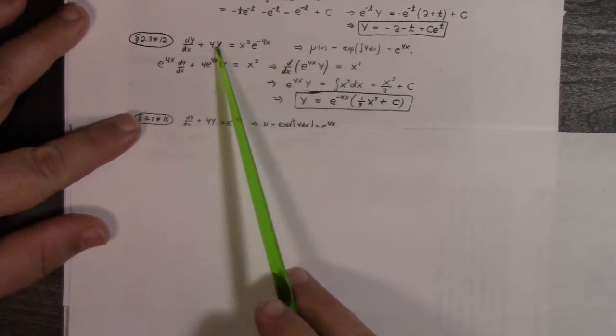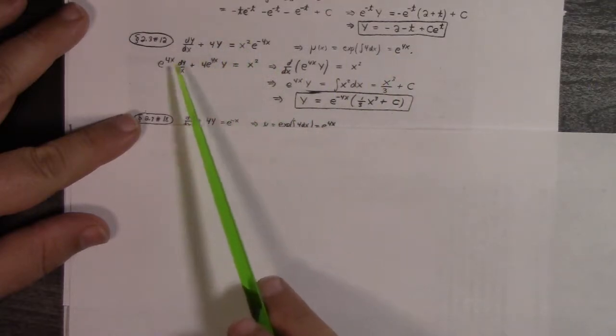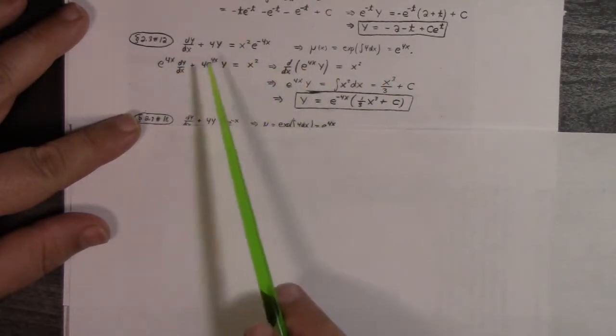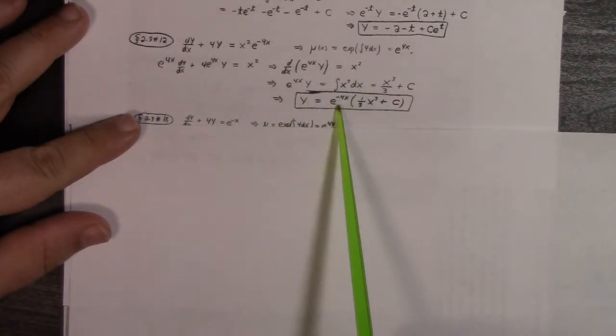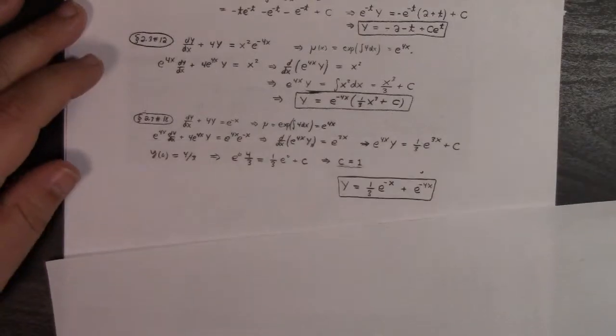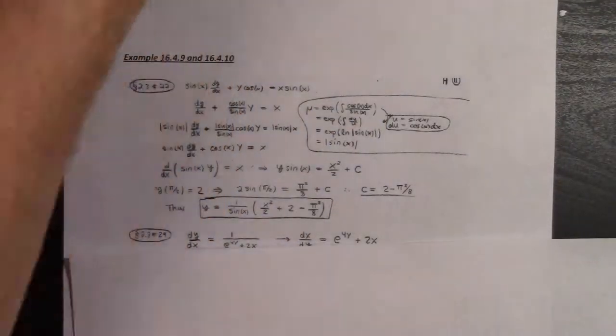So this one has a constant p, which gives us e to the 4x as our integrating factor. Multiply by e to the 4x, we get that. Reverse product rule. Integrate both sides, and there you have it. All right, then there's one more example. Actually, here's another example.